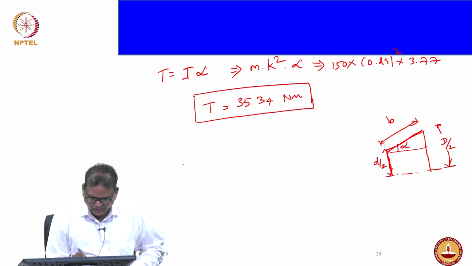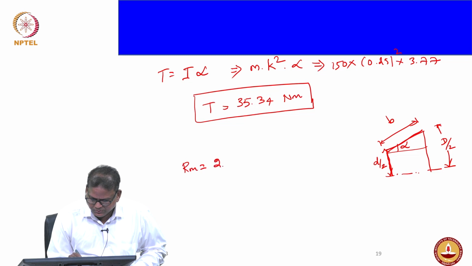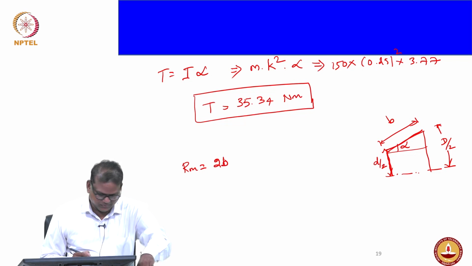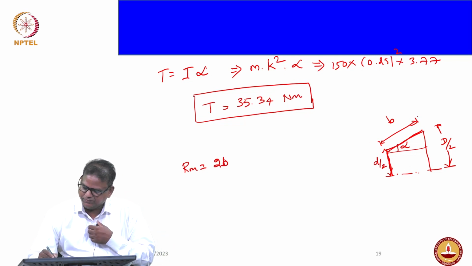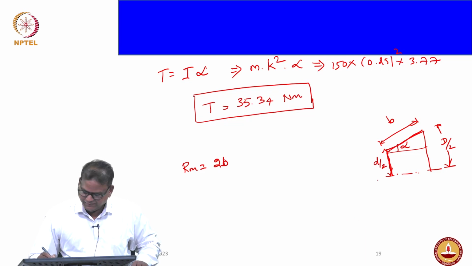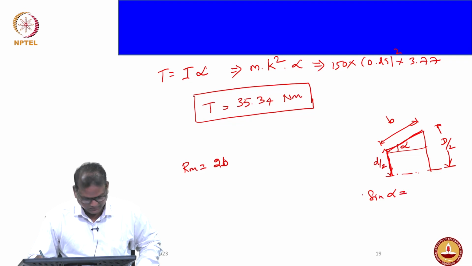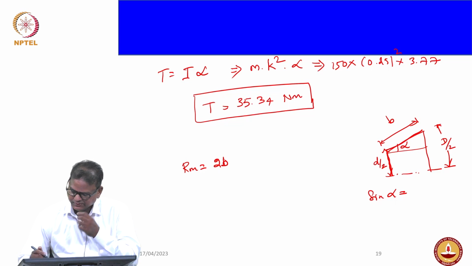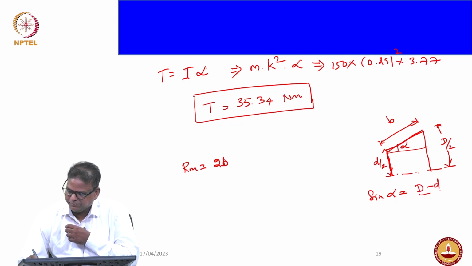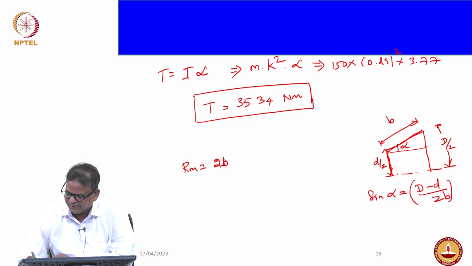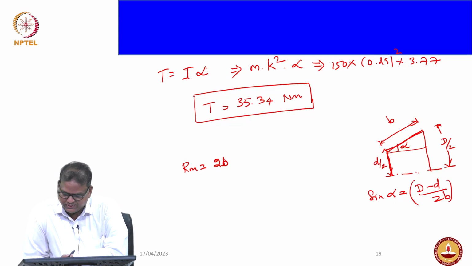We know Rm is given as 2 times the face width. That is one relationship. Can you find out what B is from this diagram? Can you tell me what sin alpha is here? Can we say it is the difference of these two, D by 2, divided by 2b? Correct, sin alpha is capital D minus small d by 2b. That is a relationship.